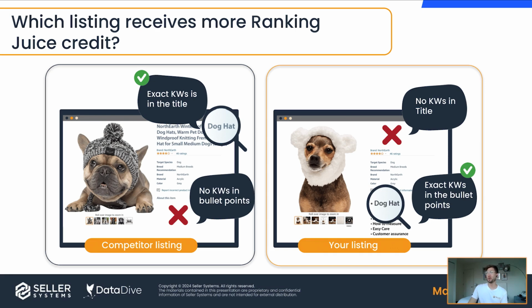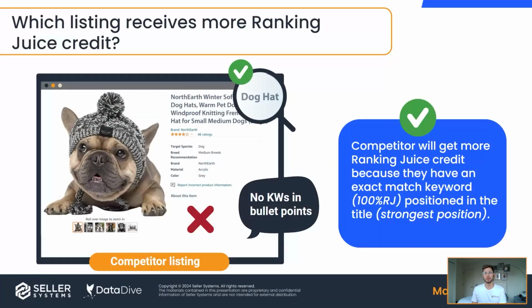So let's say we have two competitors and we're going to see which one of these listings gets more ranking juice credit. One has the keyword dog hat in the title versus another competitor where they only have the keyword in their bullet points. So one listing has the keyword in their title. The other has it in the bullet points. Which seller is going to get more ranking juice, is going to have more ranking potential? It's the competitor with the keywords in their title.